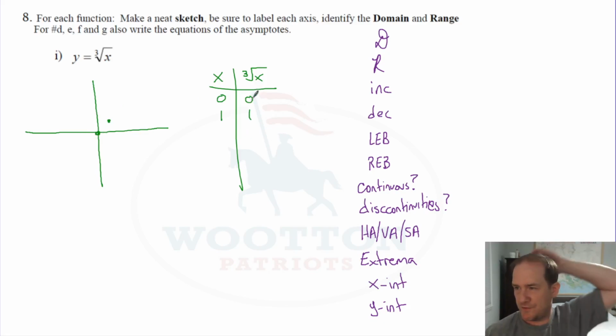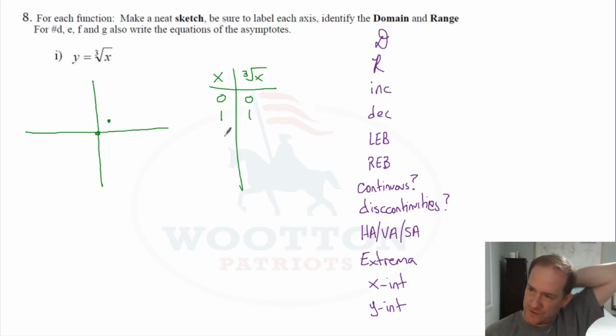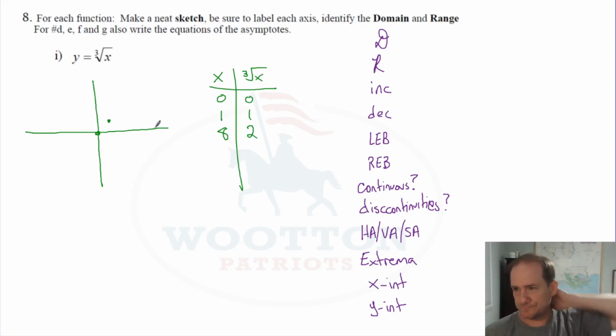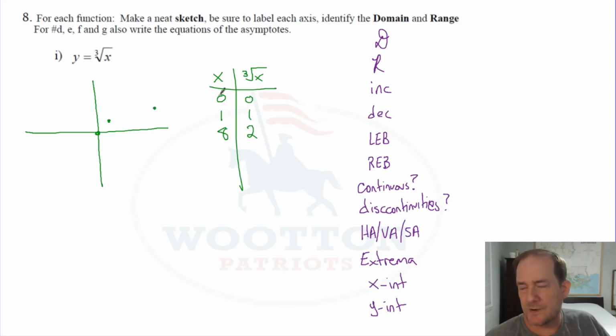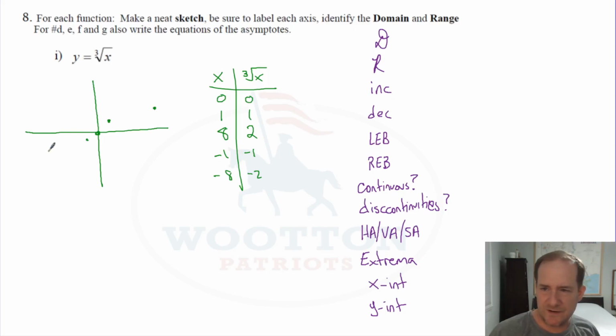I can't take the cube root of 2 or 3 or 4 or 5 or 6 or 7, but by the time I get to 8, I know my cube root is 2. So if I go way out to 8, I'll get a point at 2. Then I can do negatives here. So the cube root of negative 1, it's not undefined or imaginary, it's just negative 1. So left 1 down 1 gives me another point. And negative 8 has a cube root of negative 2. So I can go left 8 and down 2.